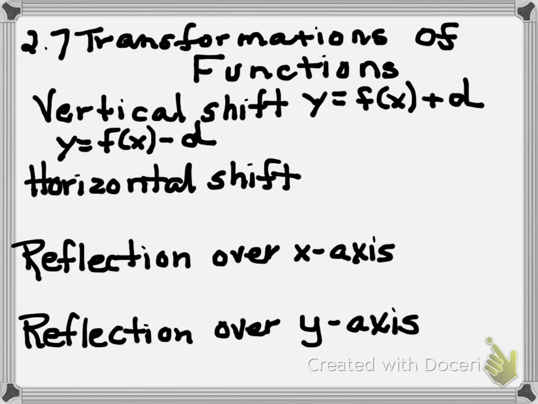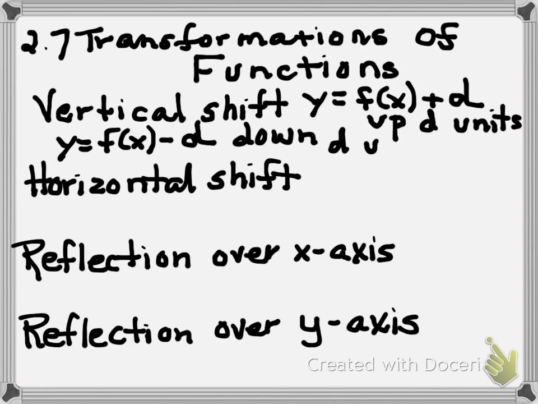Okay, let's look at some of the transformations. And the first one is a vertical shift. If you see f of x minus or plus d, d being a particular number, y equals f of x plus 7, for example, or minus 7. So if it is a plus d, then you're going to go up d units from what the basic graph would look like. If it's f of x minus d, then you're going to go down d units.